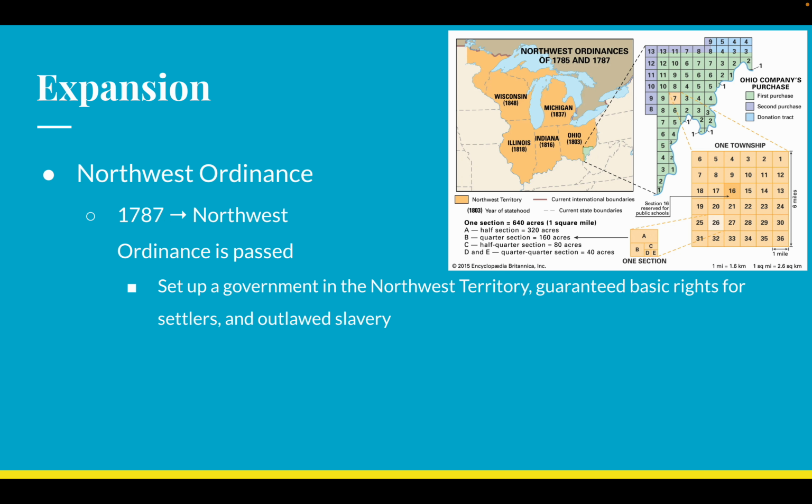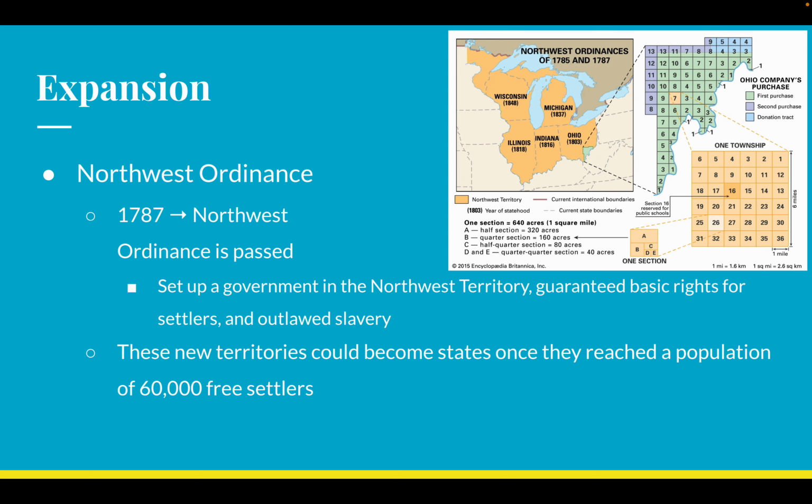Now, these governments would have to guarantee basic rights for settlers, and in most cases, they will outlaw slavery. Now, this is specifically for the Northwest Territory. That would be modern-day Wisconsin, Michigan, Illinois, Indiana, and Ohio. These 5 states were always free states, meaning they did not allow slavery. Not every state, as we move west, is going to become a free state. Some of them will become slave states, and some of them will get the choice to choose one or the other later on. It's a thing called popular sovereignty that we're going to get to in Unit 4.